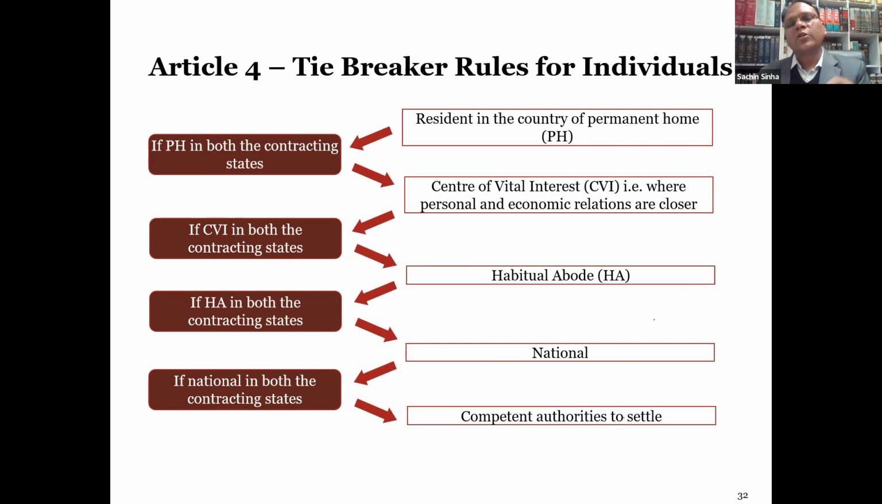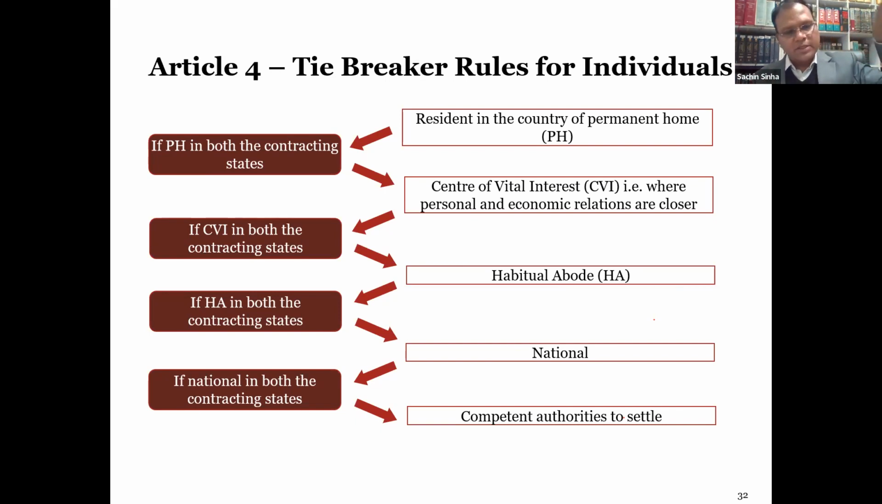Resident in the country of permanent home. So the first test is where the permanent home is available to him. Assuming he has a permanent home in both countries, then the second test is where the center of vital interest is. It means where the personal and economic relationship is closer.